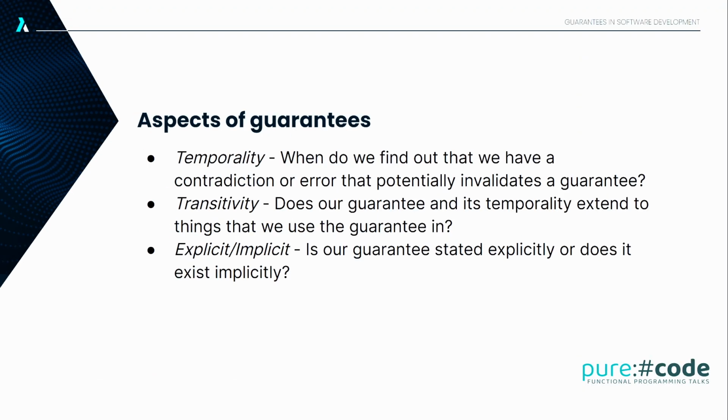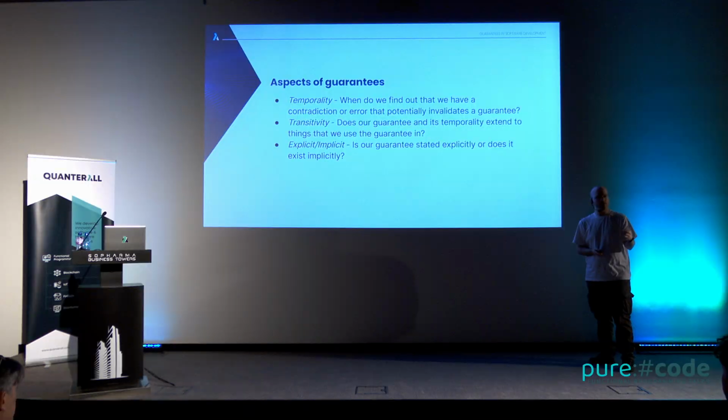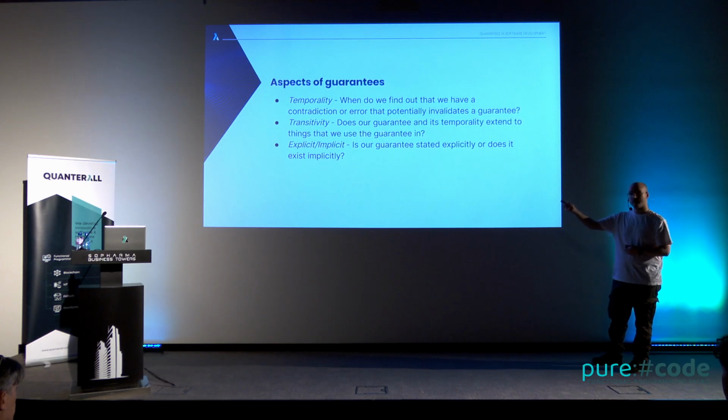We also have transitivity, where if I build something using this guarantee, what guarantees am I providing, right? This is an interesting thing, because sometimes we use a guarantee and it gives us nothing in terms of the thing that we built, right? That thing does not have the same guarantees as what we used to build it, right? And also, is it explicit or implicit, right? Is this guarantee something that just sort of exists, unstated, unknown, unless someone tells you, right? Usually, we would prefer explicit, to be honest, or we should.